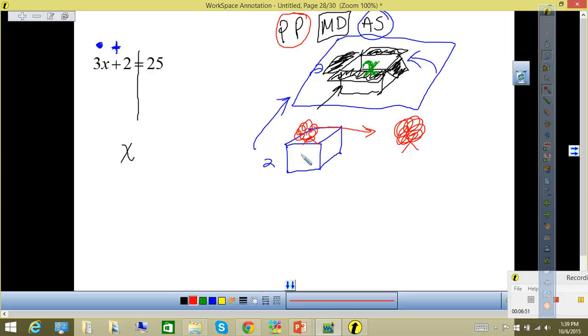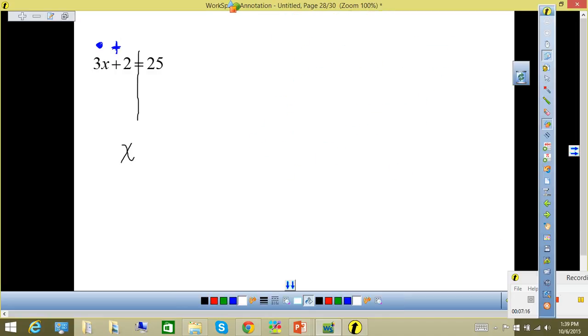So basically you're unwrapping this present. We start with the bow, which is here. Wrapping paper, which is here. And then at the end, the box, which is there. So with that idea, let's solve this one. Here we go. Look up. So where do we start?